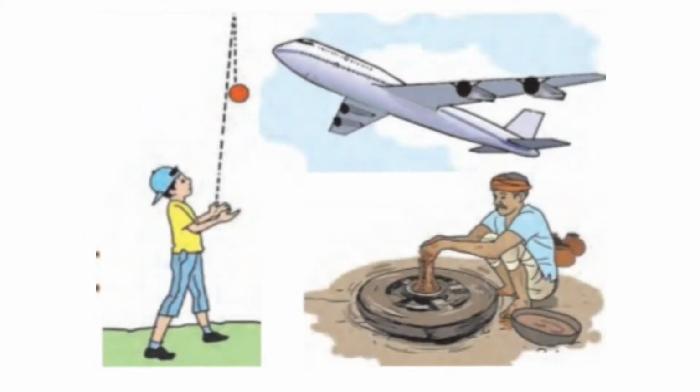Here, in this picture, a boy is kicking a football. This top is rotating around its own axis. A boy is throwing a ball which is again coming down. Here the aeroplane is flying up and the potter man is making a pot. The wheel on which he is making a pot is also rotating.